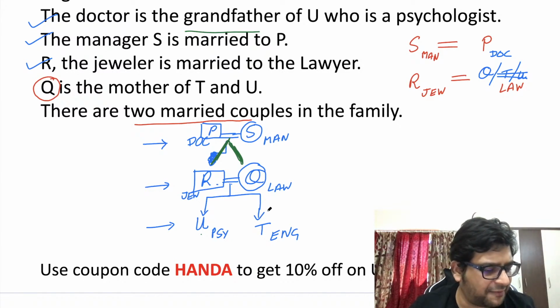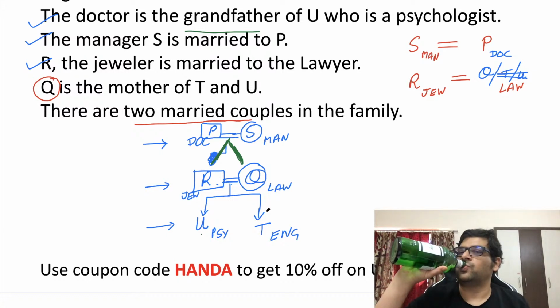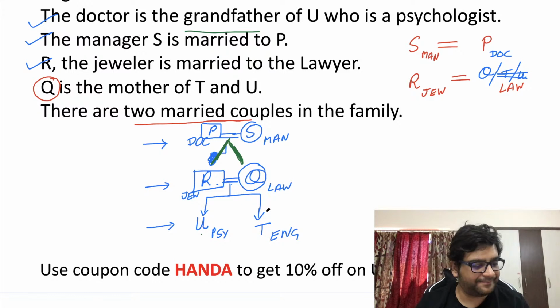Are you guys okay with this family tree? Okay, Shashank is fine, Karan is fine, Ashutosh is fine.